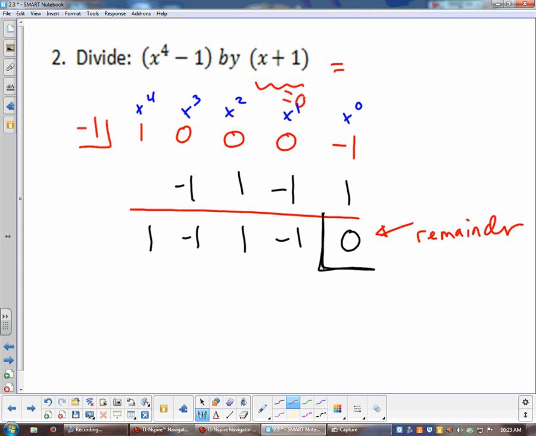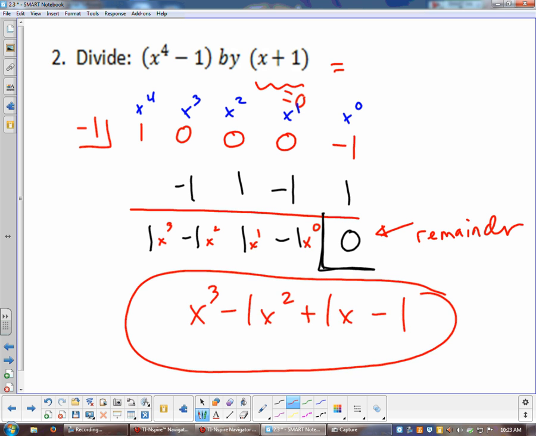Okay, so it would be x to the 4th. Well, remember, you start right next to the box. You're going to start with x to the 0, right? And then x to the 1st, 2nd, 3rd, right? Oh, then I messed it up. Okay. So what's it going to be? x to the 3rd minus x to the 2nd plus x to the 1st minus 1. Are we okay with this?